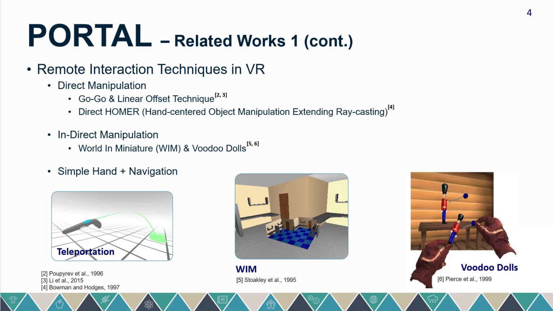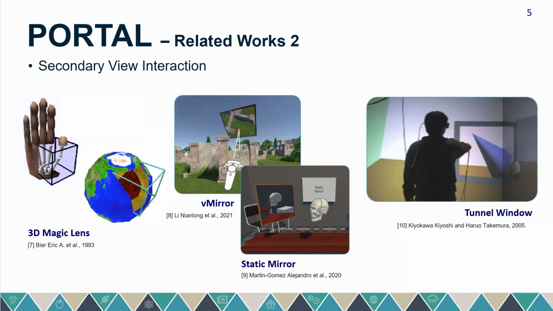Early studies have introduced different types of techniques for remote object manipulation. The first group is direct manipulation, controlling the CD ratio, like go-go, linear offset techniques, and direct homer. The second group is indirect manipulation approaches. World in miniature and voodoo dolls are the famous techniques for this group. The third method is interacting with a remote object after moving to the remote position. Teleportation is the widely used navigation technique.